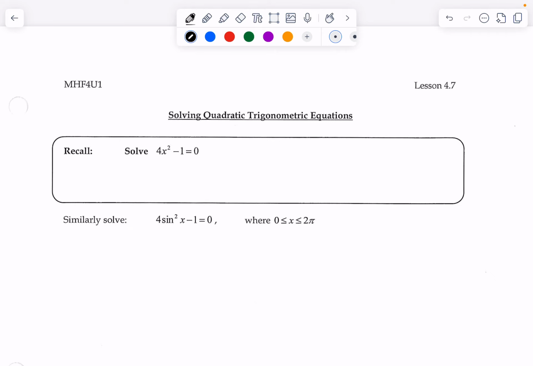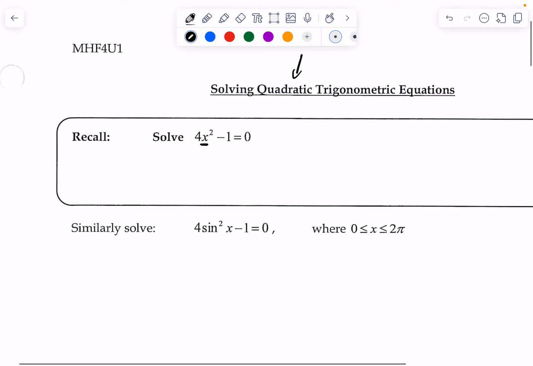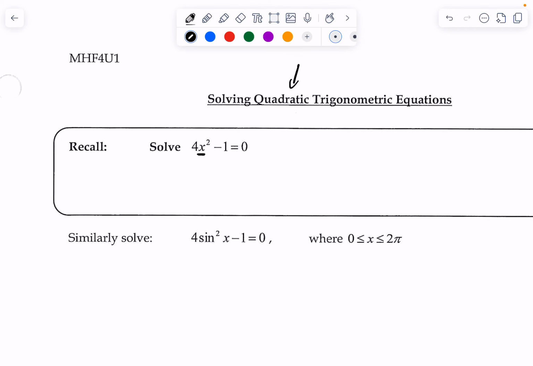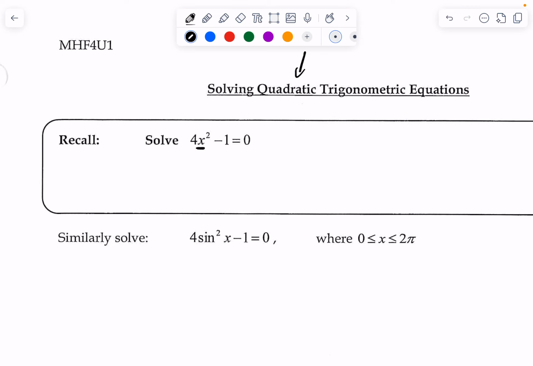So today's lesson, 4.7, is really about solving quadratic trigonometric equations. Quadratic just means your highest order term is going to be 2, whether that be a trig or a regular polynomial. Why is that a special case, and why are we doing an entire lesson on it? Well, let's first solve this recap and see how it differs from the previous one from 4.6.